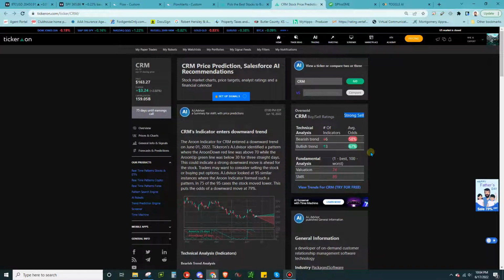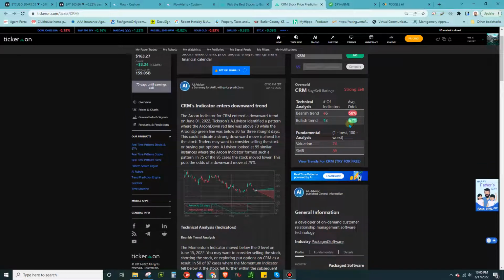We got a strong sell. Number of indicators pointing down are 6. Number of indicators pointing up is 3. So pretty good odds. You got a smaller number of indicators pointing up, even though the odds are better. You're outweighed by the number of indicators pointing down. Valuation wise, wow, 100 is the worst. We got 74 and an 89.